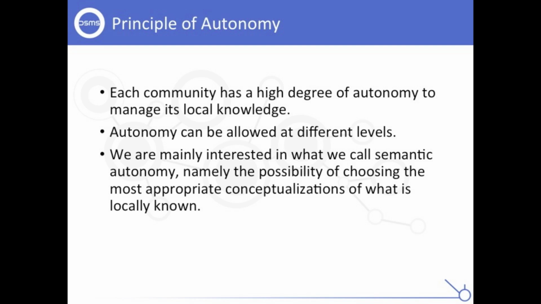Bonifacio defines something known as the principle of autonomy. The principle of autonomy says that each community has a high degree of autonomy to manage its local knowledge. Autonomy can be allowed at different levels, and he says that we are mainly interested in what we call semantic autonomy, namely the possibility of choosing the most appropriate conceptualizations of what is locally known.